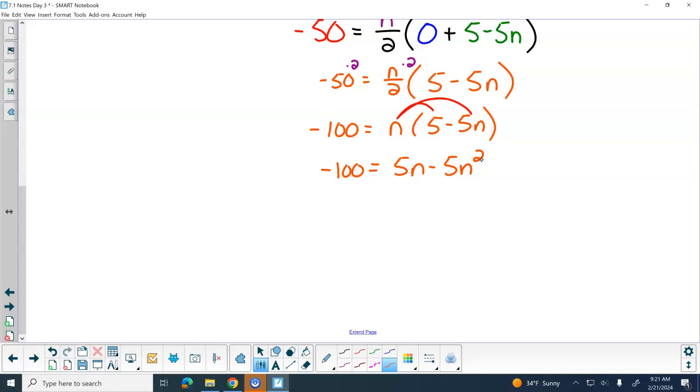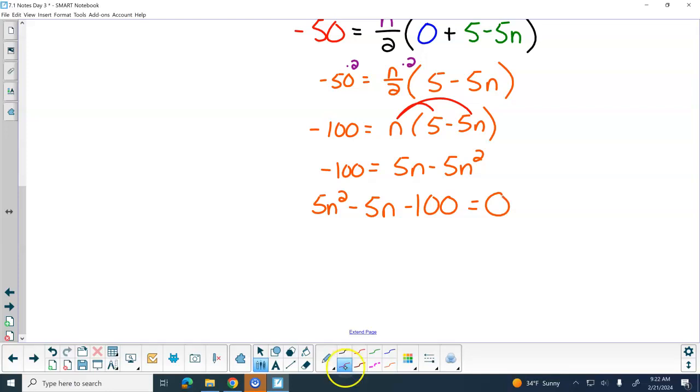Which way do you want everything to go? To the right or to the left? To the left, because then that gets a positive on our squared term. Love it. So then this would become 5n squared minus 5n minus 100 equals 0. Again, two paths could diverge in the woods. This would be a path diverging off the path that already diverged. What could we do next if we so choose? We can divide everything by 5, right?